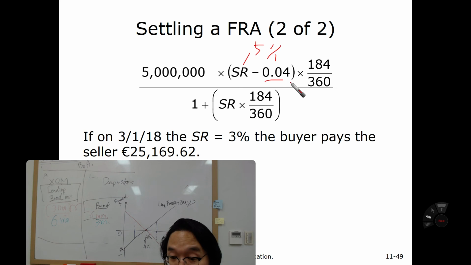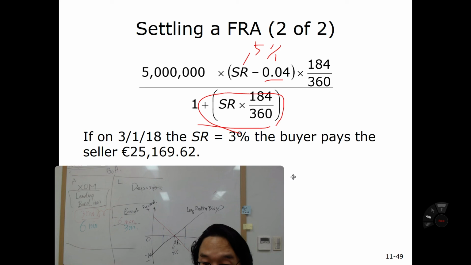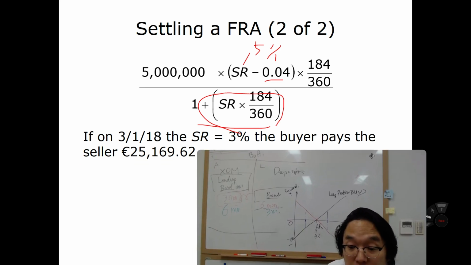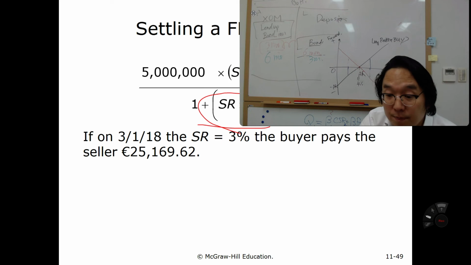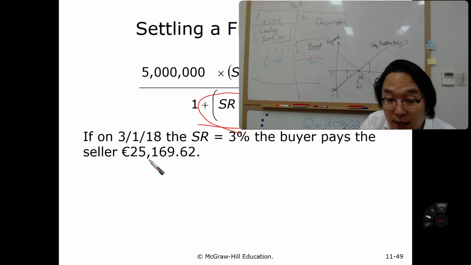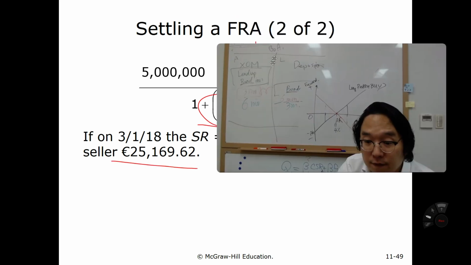Agreement rate is 4%, okay? And then multiplied by the fractional period, okay? And then get the present value at the SR rate, the settlement rate, okay? Because SR is the market rate that's going to hold going into the future. Now, if on March 1st the SR is 3%, the buyer pays the seller.